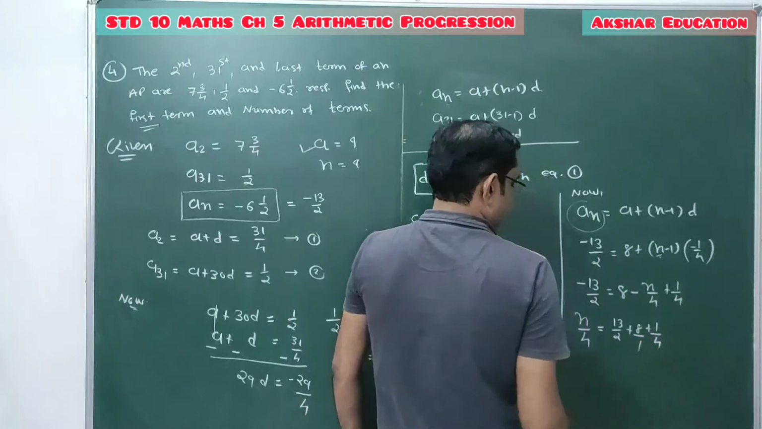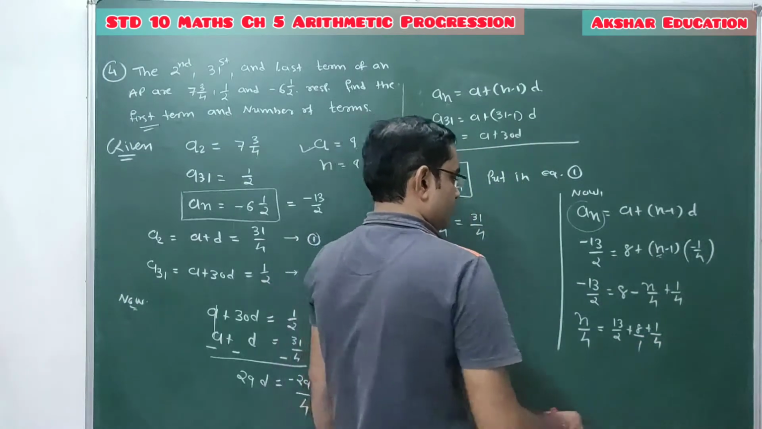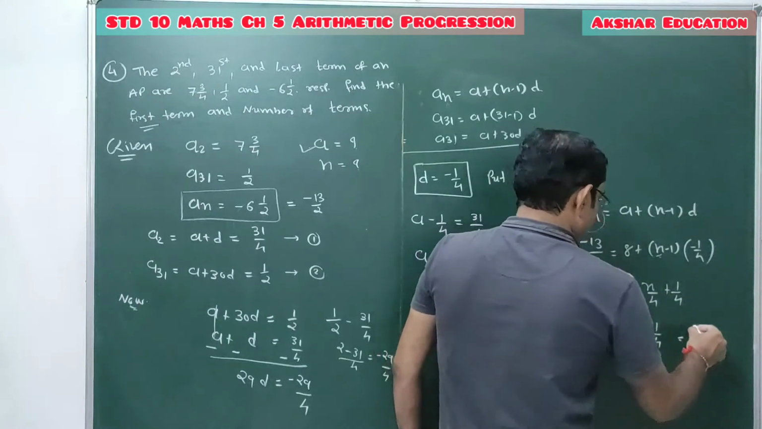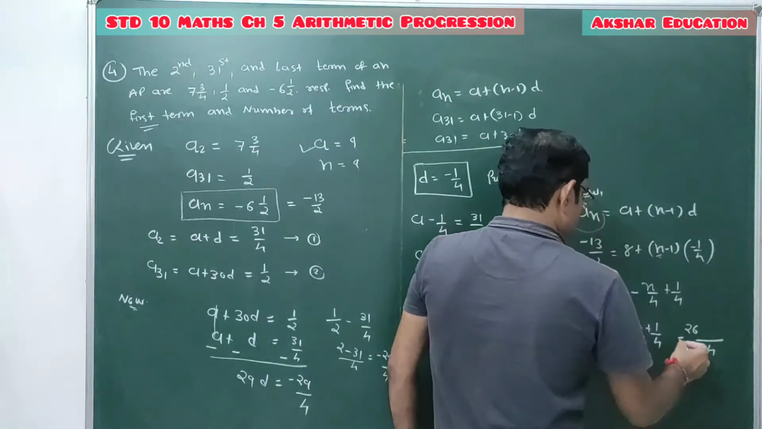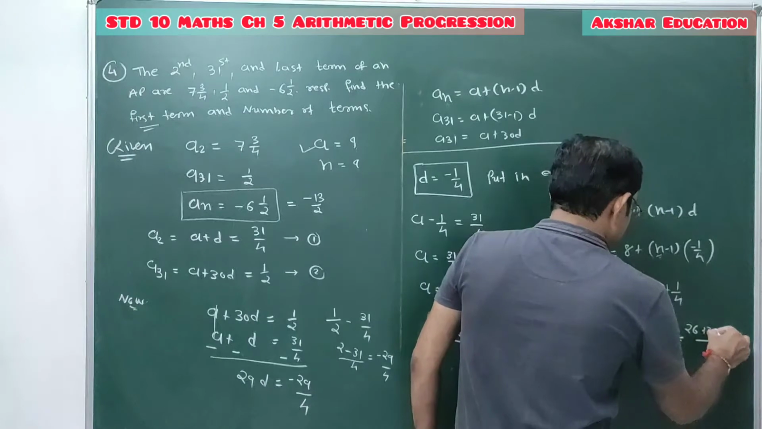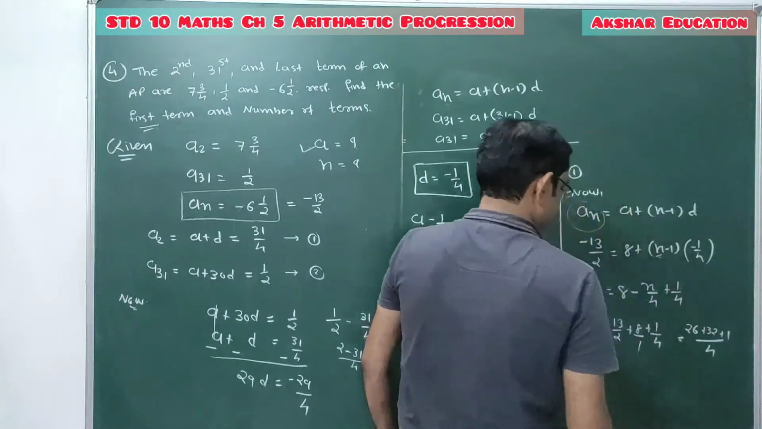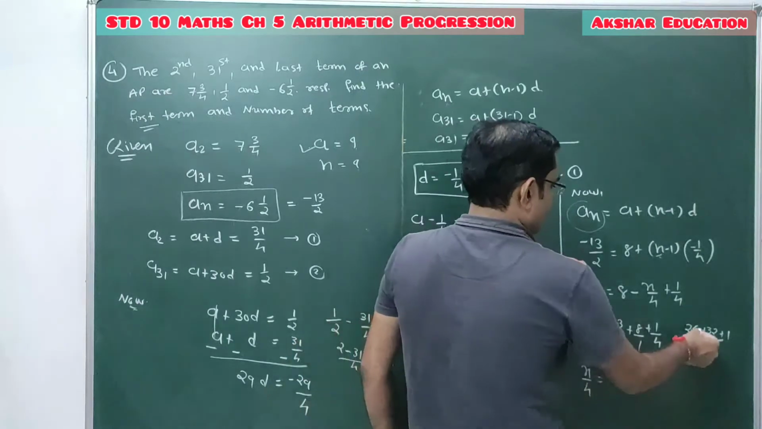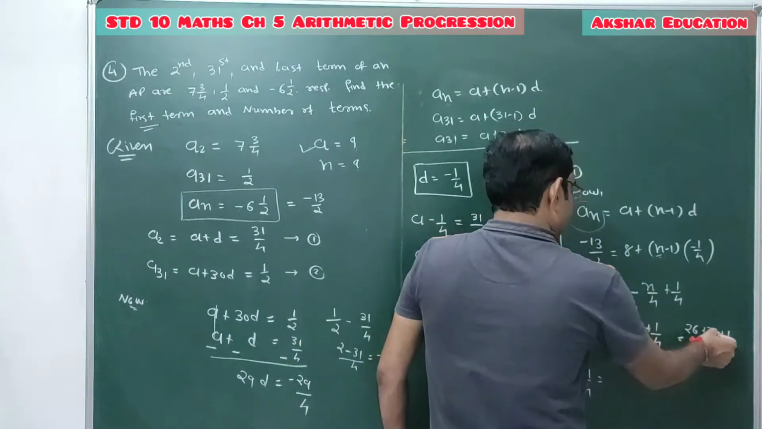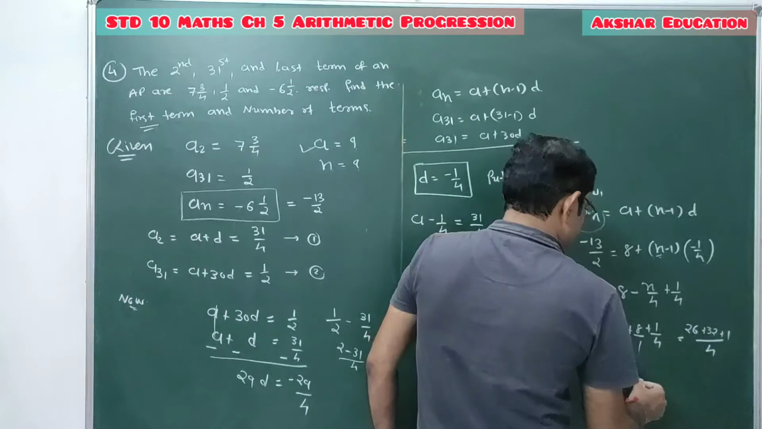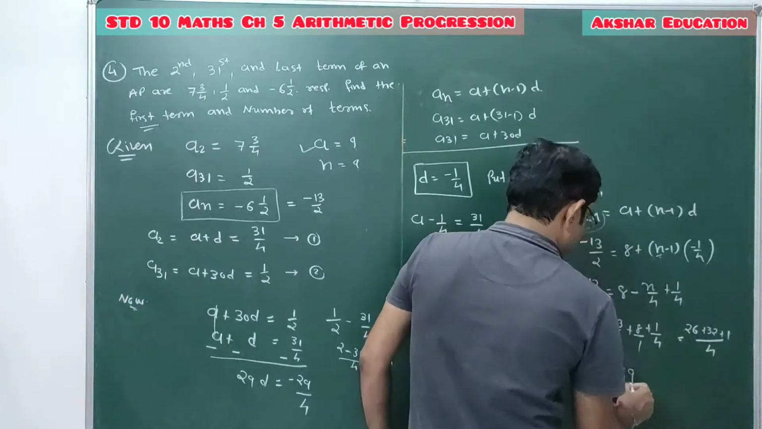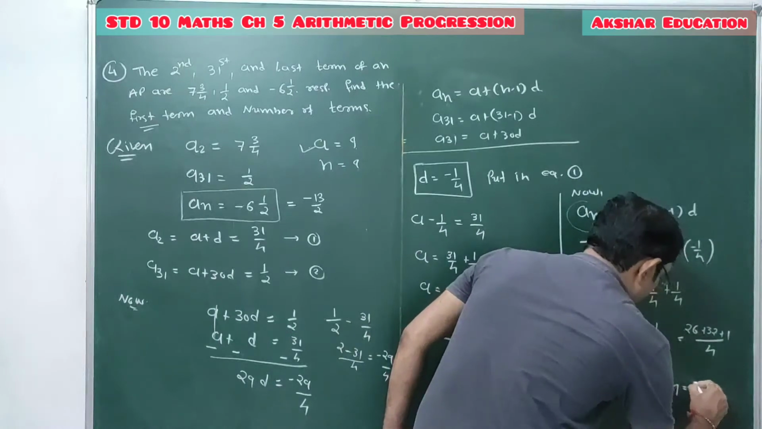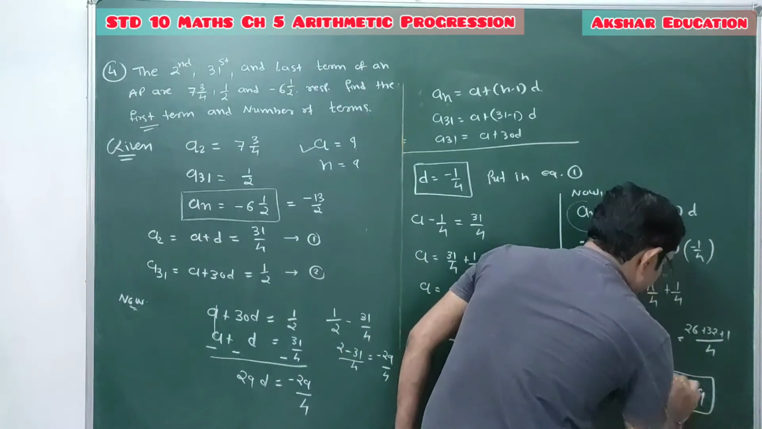So here take the LCM of 2, 1 and 4, which is 4. 4 is the LCM. So 2 2s are 4, 13 2s are 26, 1 4s are 4, 8 4s are 32, and plus 1. So n by 4 equal to 26 plus 32 plus 1, 59 by 4. 4 4 cut. So we are getting n equal to 59. N equal to 59.